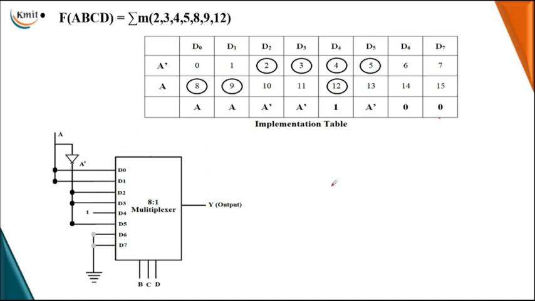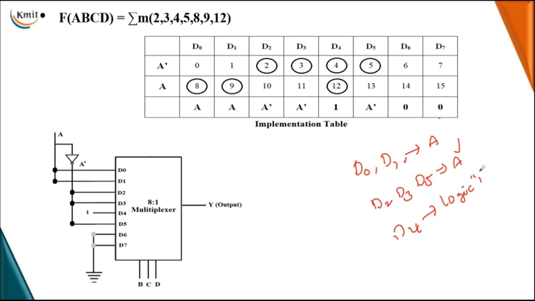So we need to connect D0 and D1 with the most significant variable A, and D2, D3 along with D5 are connected to the complement of A, which is A bar. And next, D4 is connected with logic 1, which is nothing but 5 volts. And now D6 and D7 are connected with logical 0, or ground.